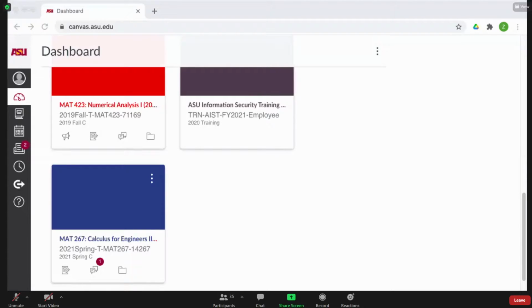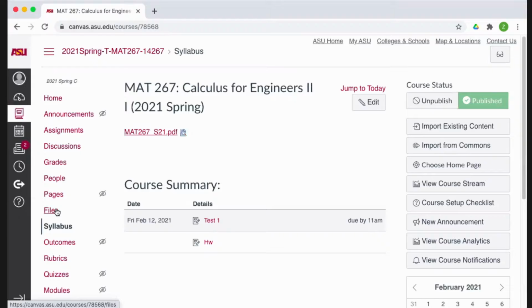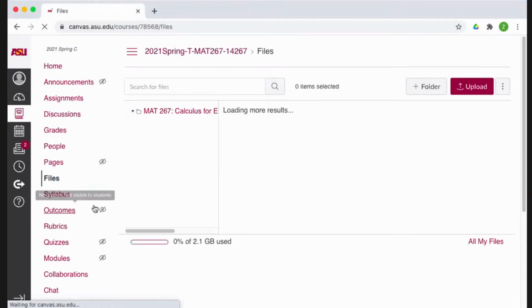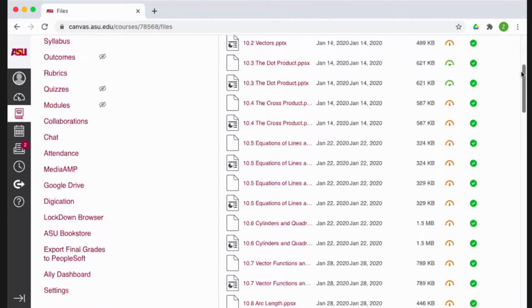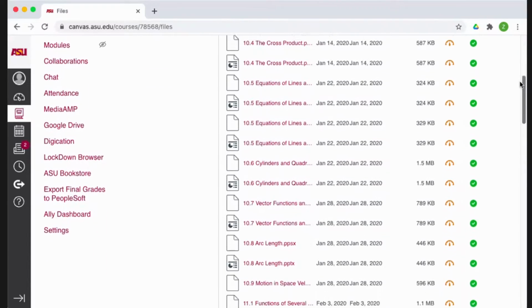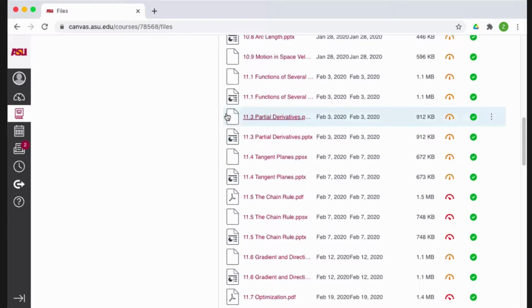We started this last time, but it's an important section, so let's look at it. Okay, so let's go to 11.3, partial derivatives.